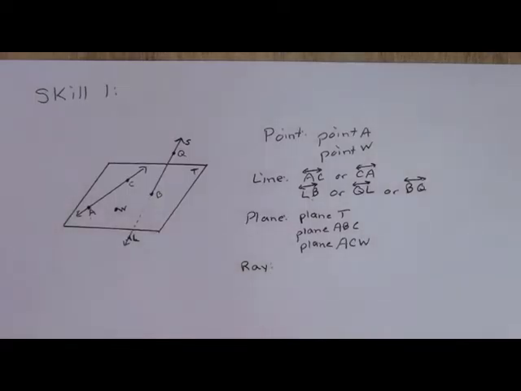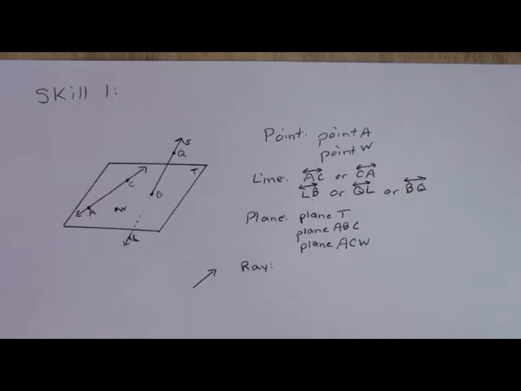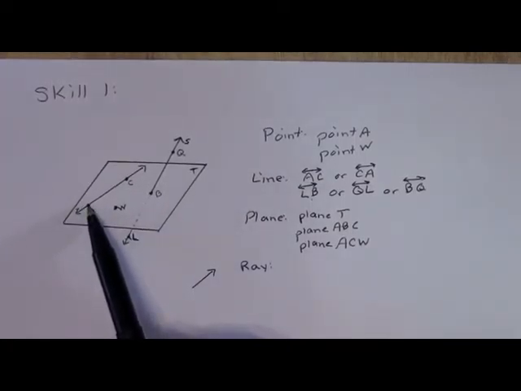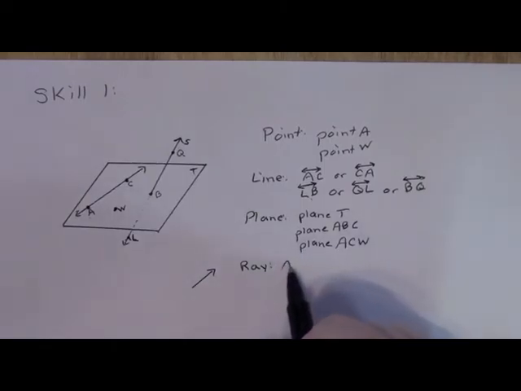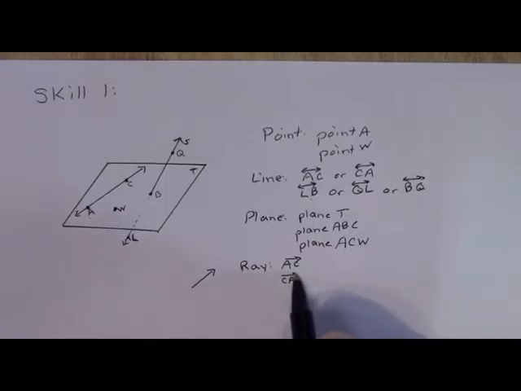A ray. A ray is part of a line. It starts at a point and then it goes in one direction forever. It looks something kind of like this typically, an arrow essentially. So here we have lots of options. This line over here, line AC, has 2 rays in it. We could have ray AC, or we could have ray CA.